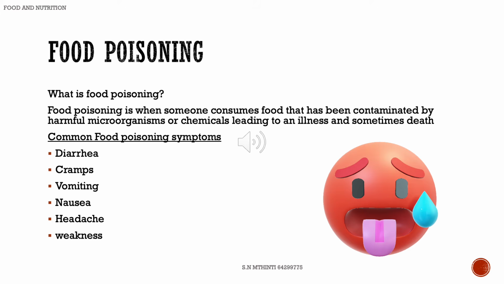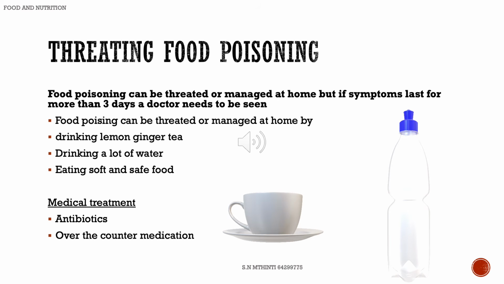You can identify food poisoning by the following symptoms: diarrhea, cramps, vomiting, nausea, headache, weakness. Although you may experience other symptoms, these are the most common food poisoning symptoms. Food poisoning should never be ignored and should be acted on fast.